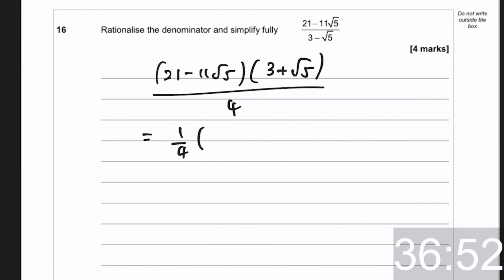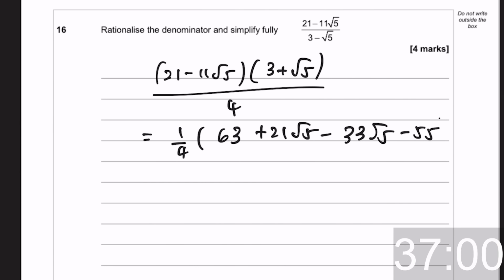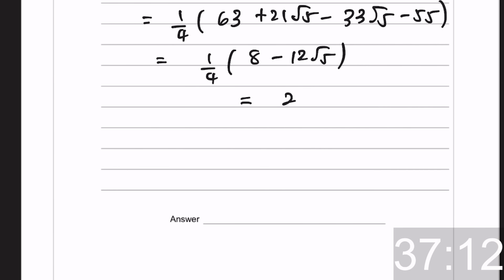So a quarter times 63 plus 21 root 5 minus 33 root 5 minus 55. 5 times 11, yep. So that's a quarter. 63 minus 55 is 8. Minus 12 root 5. And they're all going to divide by 4. Perfect. So 2 minus 3 root 5. Answer: 2 minus 3 root 5. Definitely in its simplest form.